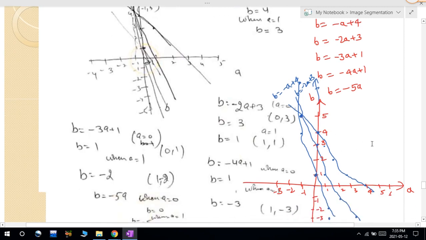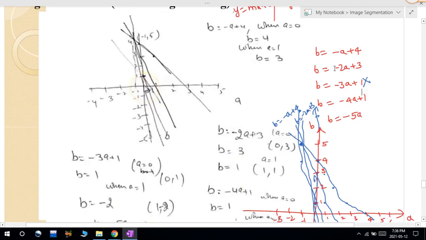So the equation for this particular thing: a value is 1 means that is minus 4 plus 1, minus 3. So I will be getting that, and a value is 0 means b value 1. So I will be getting like this. I will be getting this kind of equation. After that, b equal to minus 5a, that is nothing but only except this equation.